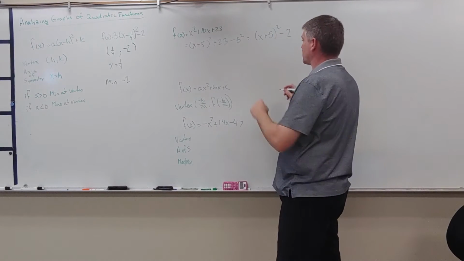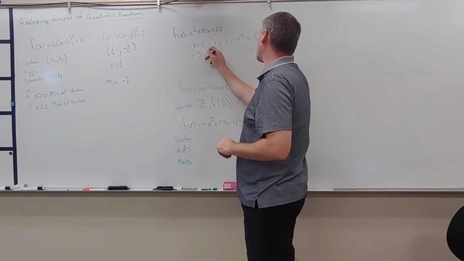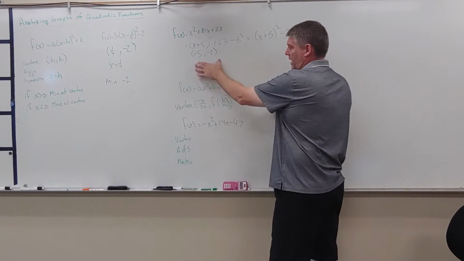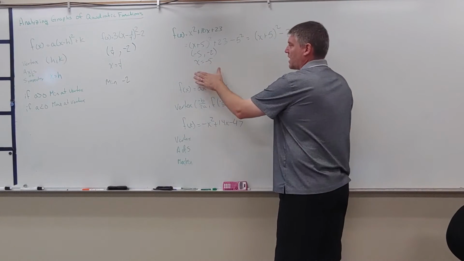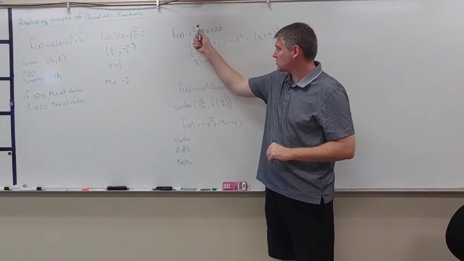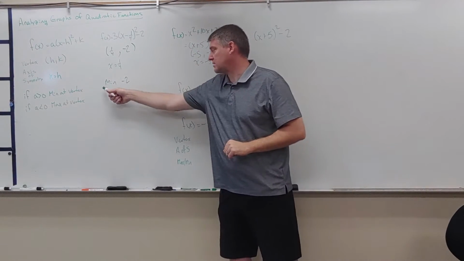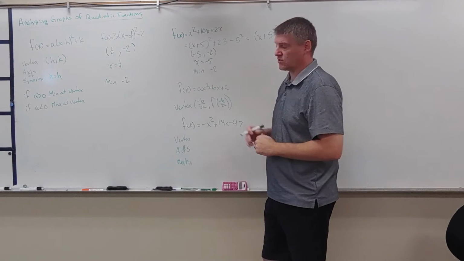Now I can find my vertex. My vertex is going to be (-5, -2). My axis of symmetry is going to be x equals -5. And I'm going to look to see if this is a min or a max. Well, I look here, x squared is positive, so a is positive. So I have a min value of -2.